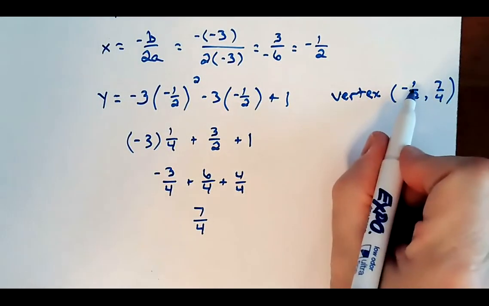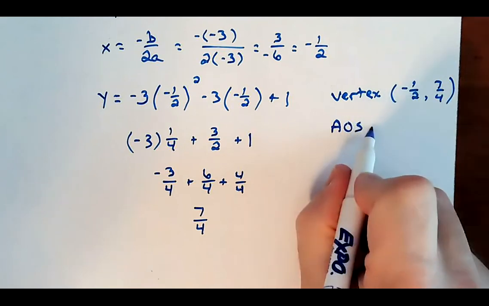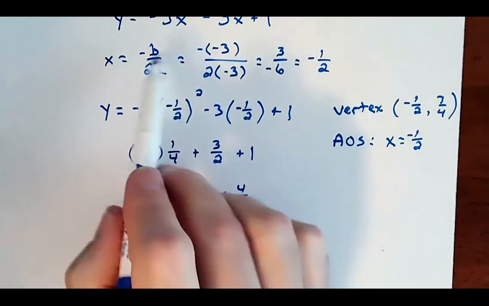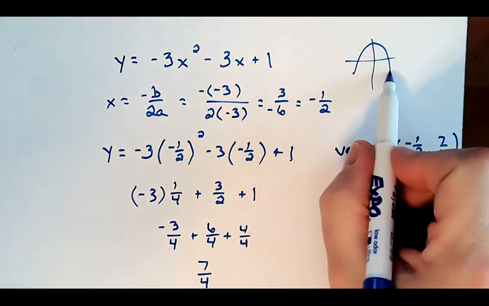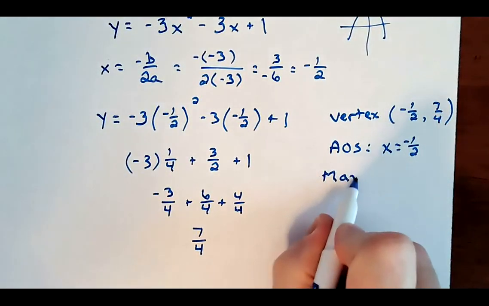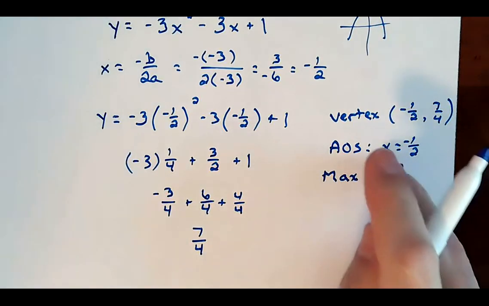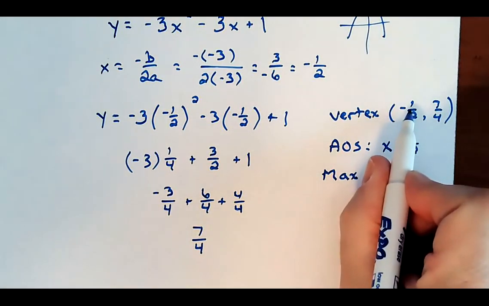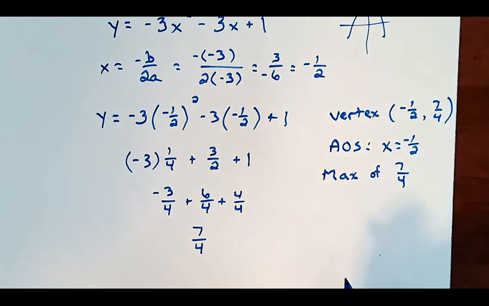Our axis of symmetry is the x value of this, so our axis of symmetry is going to be x equals -1/2. And because our graph has a negative, that means our parabola is going to go down, and we're going to have a high point. So we're going to have a maximum of 7/4. The maximum is happening at -1/2, but the actual maximum value is 7/4.